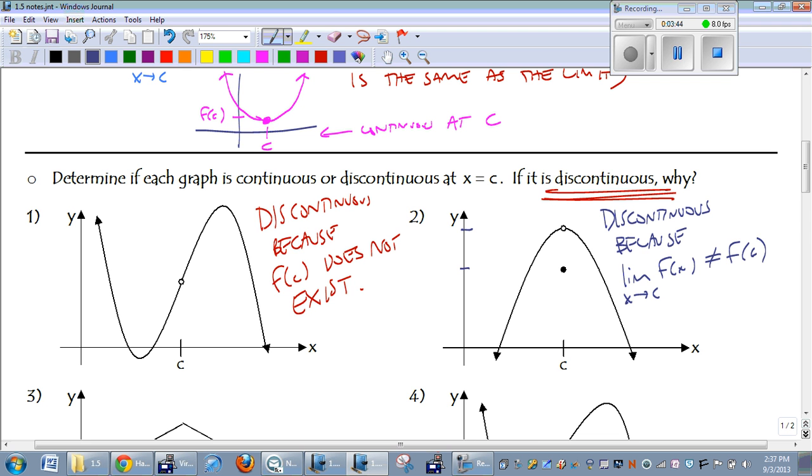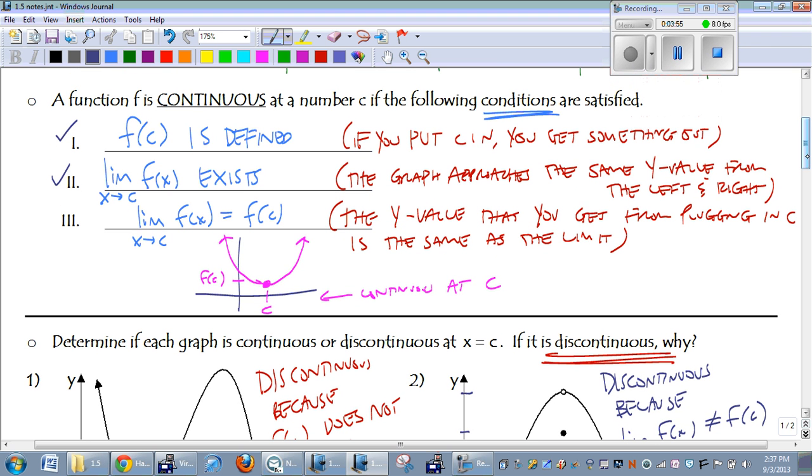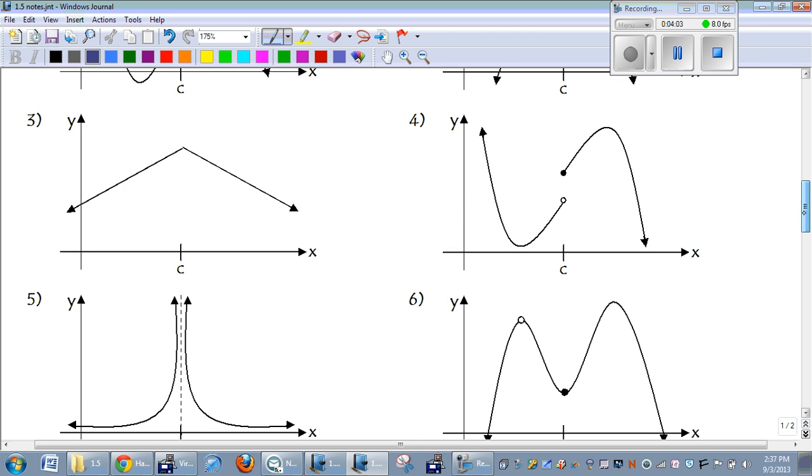All right, what I'd like you to do now, before you watch the next videos, is try 3, 4, 5, and 6 on your own. Again, remember, when you're explaining why it's discontinuous, you need to look at these 3 reasons and use one of them to explain why it's discontinuous. So go ahead and try those last 4 on your own.